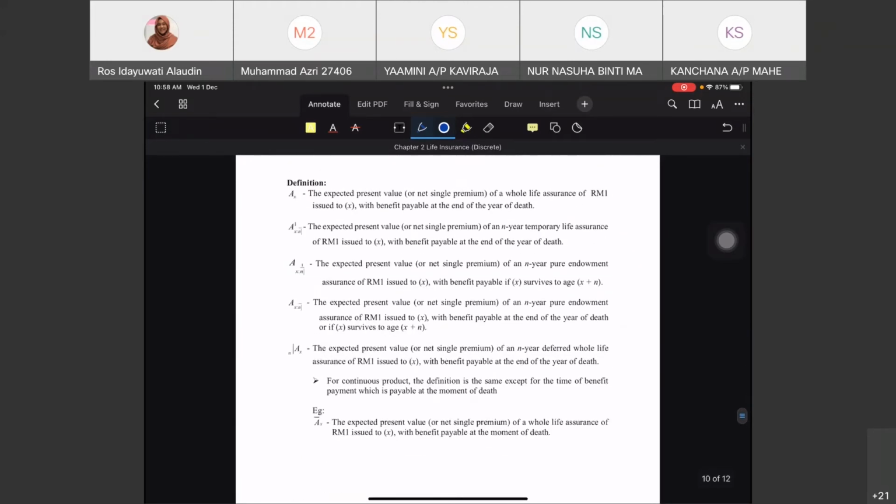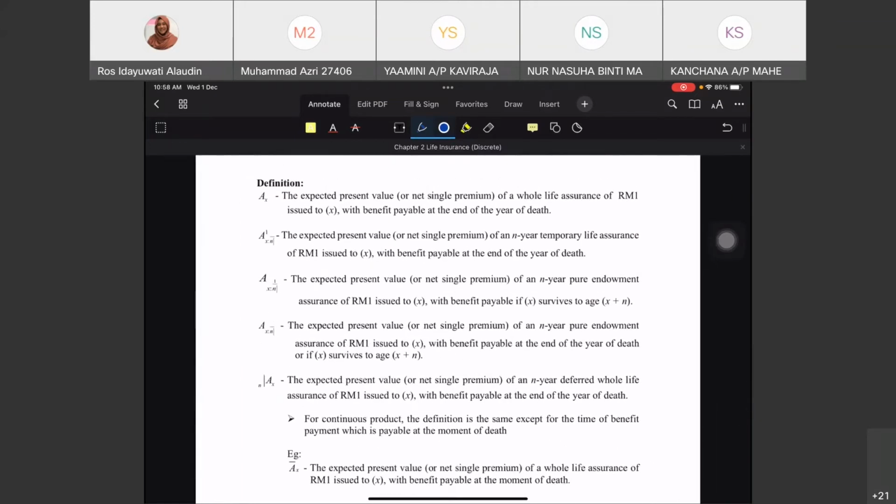So this is the definition. As the summary, it is the definition. So this is the AX, the expected present value or the net single premium for whole life insurance of RM1, since the benefit is RM1, issued to X with benefit payable at the end of the year of death because it is discrete.